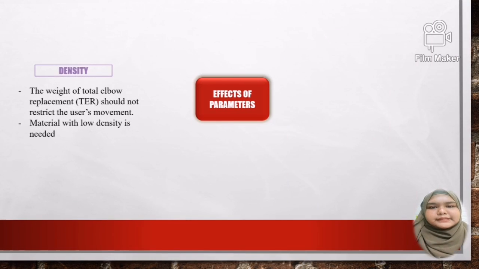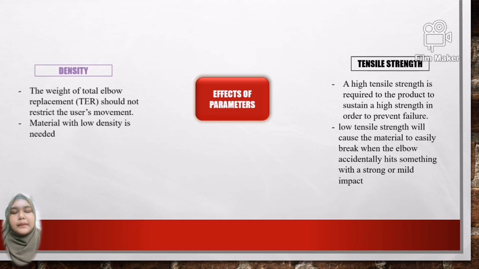There are several parameters taken into consideration, and the first one is density. The weight of the total elbow replacement should not restrict the user's movement. Thus, a material with low density is needed. The second parameter is tensile strength. A material with high tensile strength is needed to prevent a failure of the product.